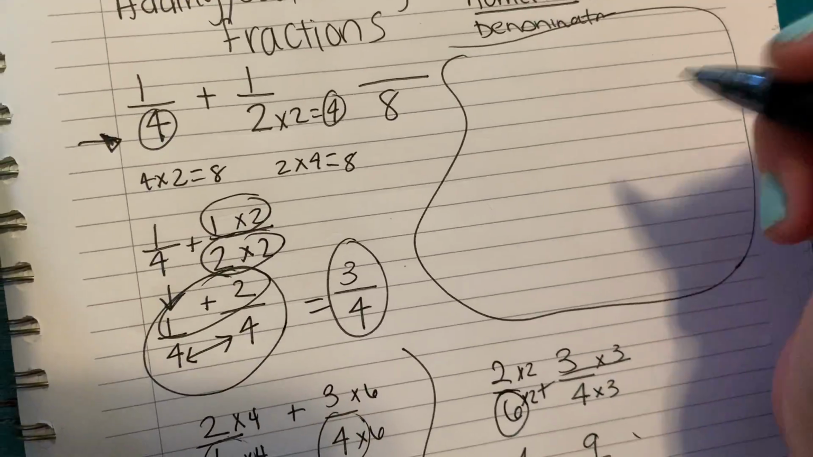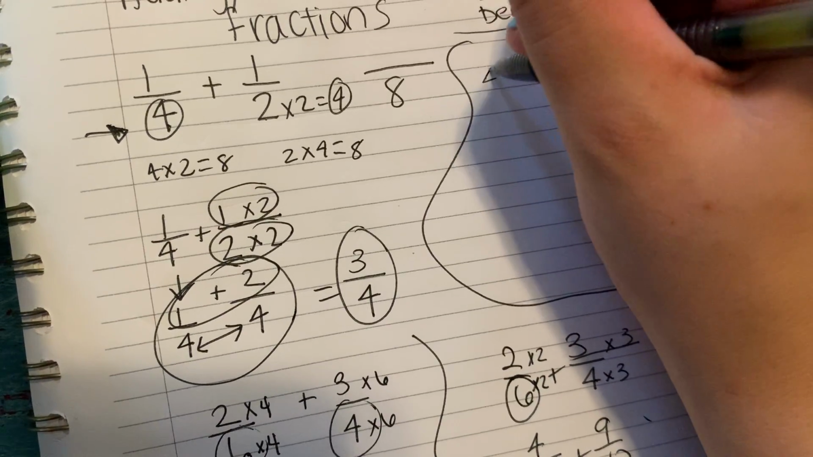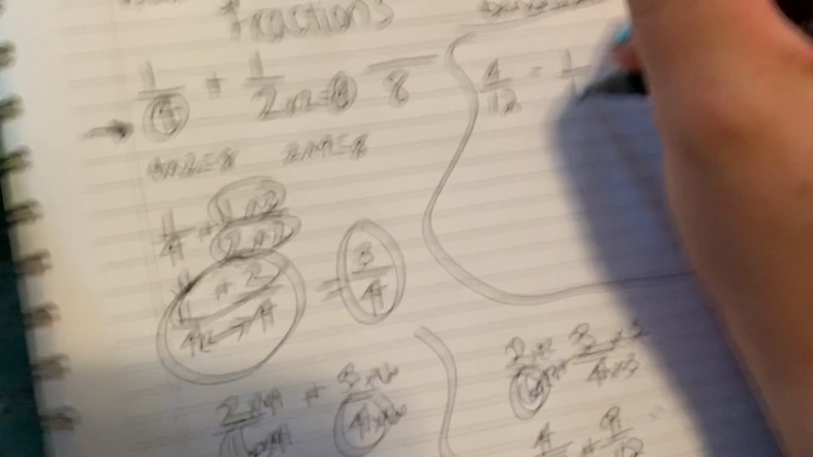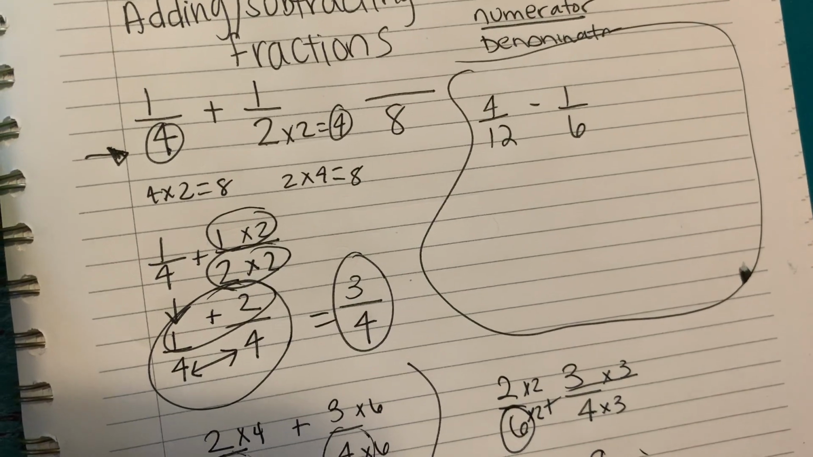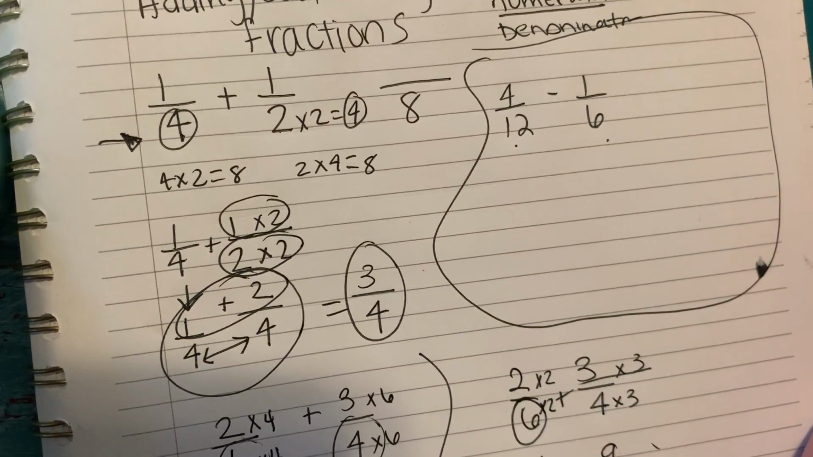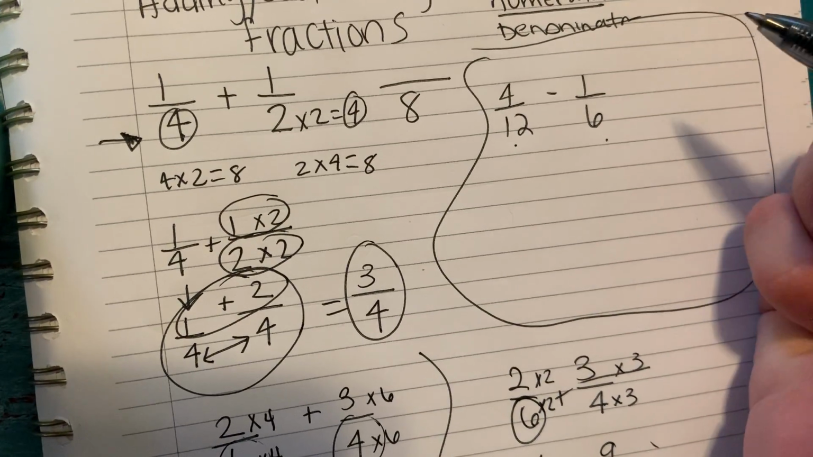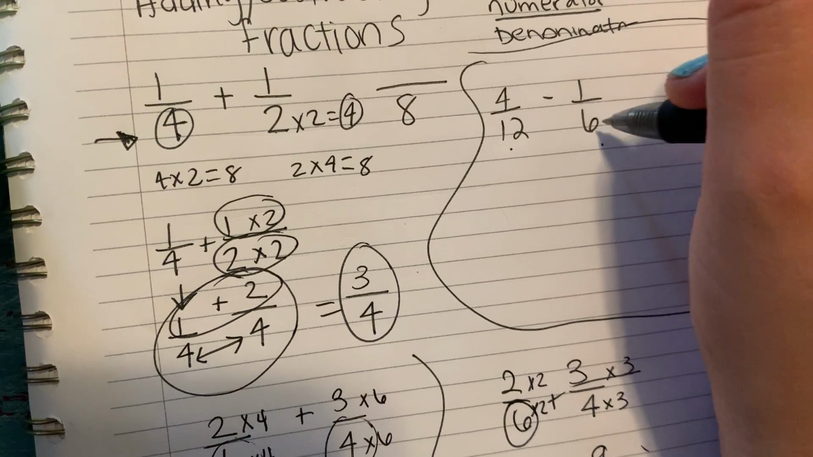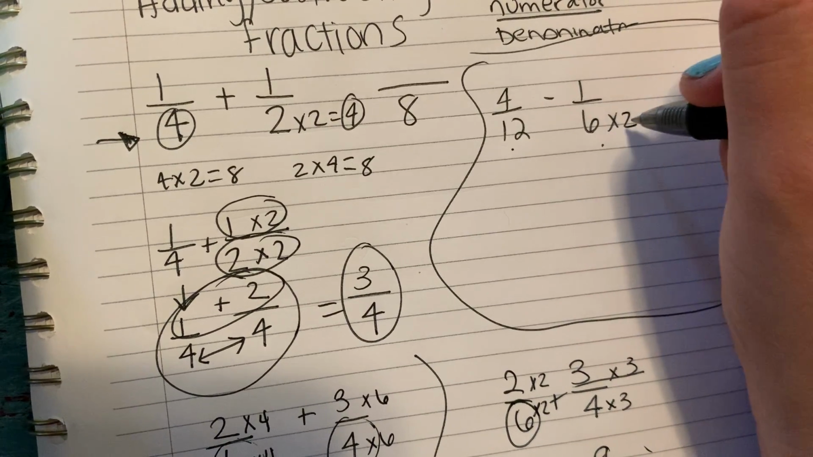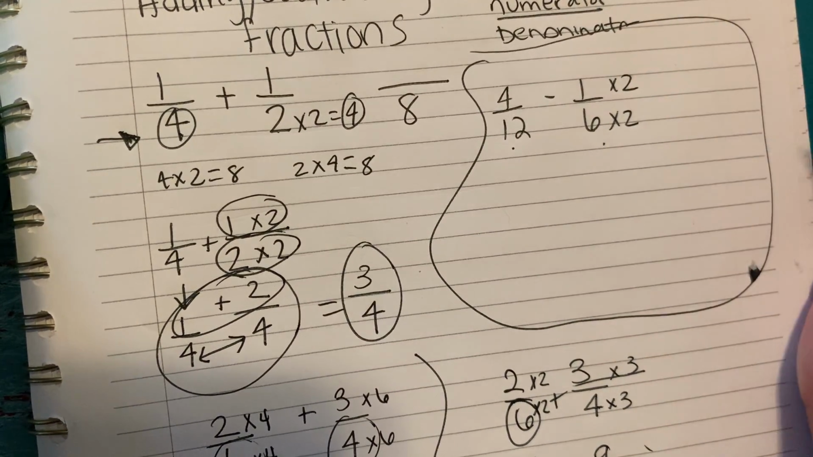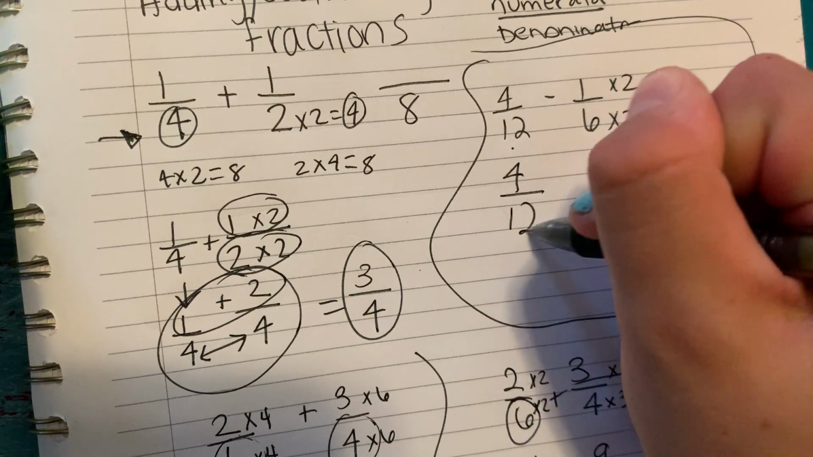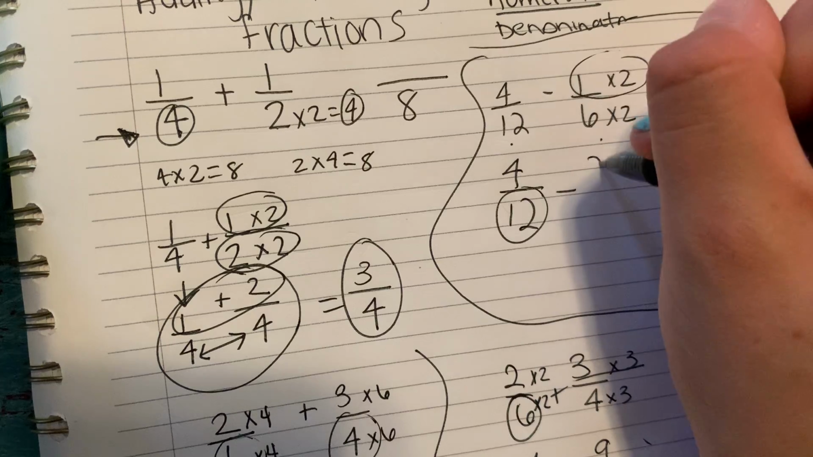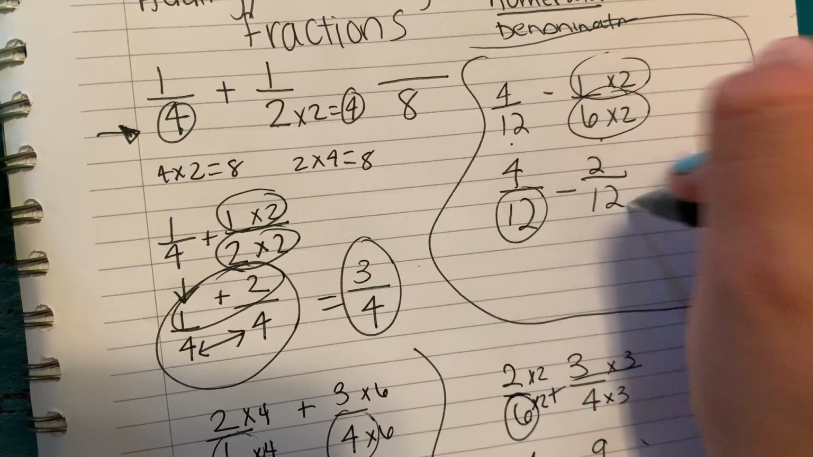Same thing with subtracting. Let's say we have 4/12 minus 1/6. Okay? You're going to think, what do 12 and 6 have in common? Well, you guys need to know your multiplication facts, and this will be so much easier. You know that 6 times 2 is 12. What you do to the bottom, you have to do to the top. You can keep this fraction the same because your common denominator is going to be 12. 1 times 2 is 2. 6 times 2 is 12.